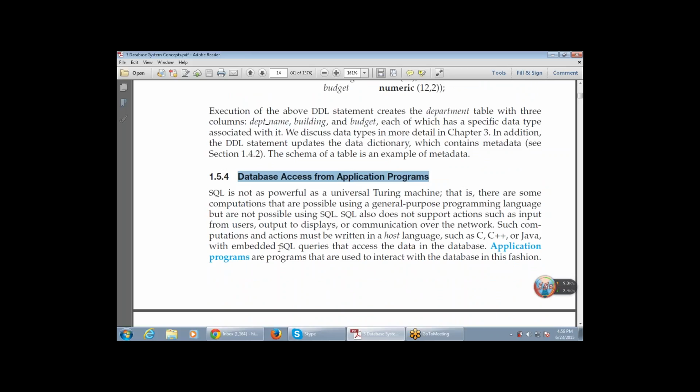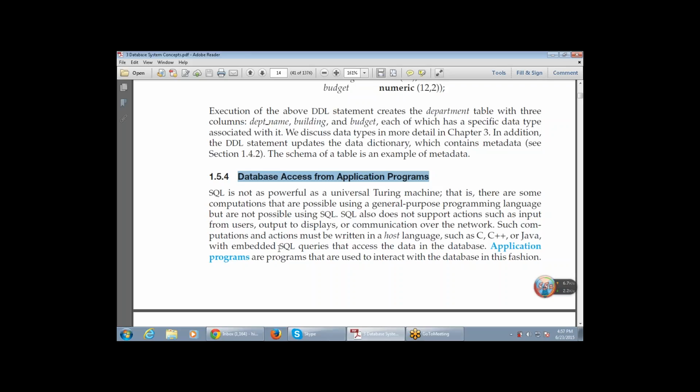So SQL is not as powerful as a universal Turing machine. That is, there are some computations that are possible using general purpose computing or programming languages, but are not possible using SQL. That is, it is not possible to use SQL, the structured query language, at all times to access the database from various application programs. SQL also does not support actions such as input from users, output to display, or communication over the network.